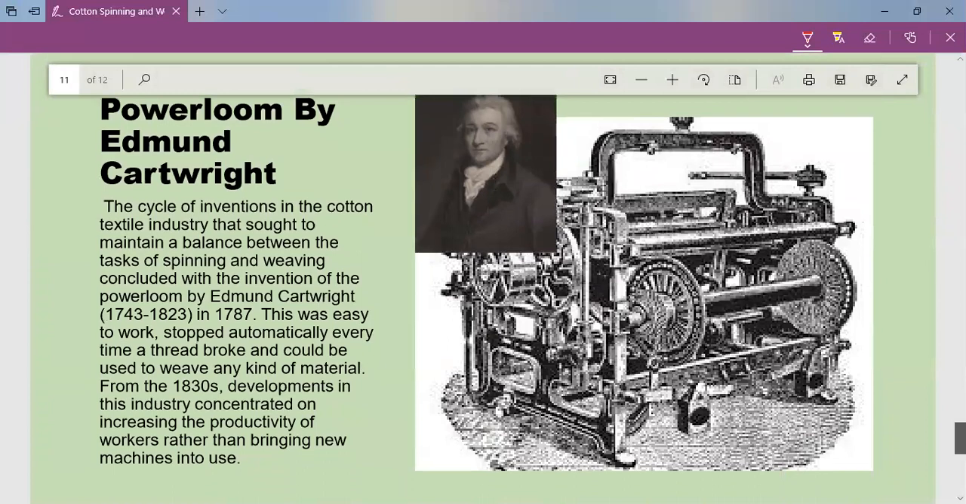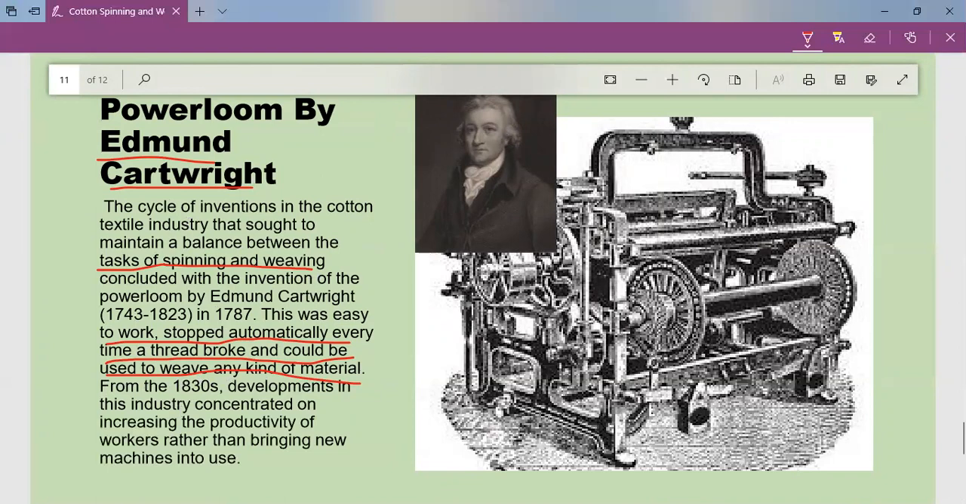Now, the power loom by Edmund Cartwright. That is, the hand loom was replaced by the power loom. With the help of power energy sources, they made the loom, and it made spinning and weaving very easy. It is easy to work. You can stop it automatically if a thread breaks or if any problems occur. And you can weave any kind of material, linen, cotton, wool, whichever you want.